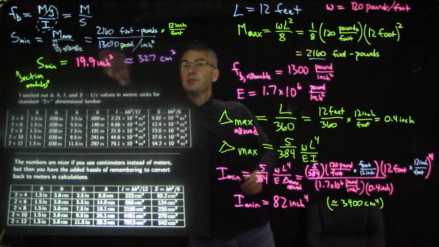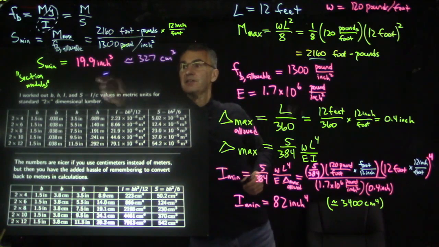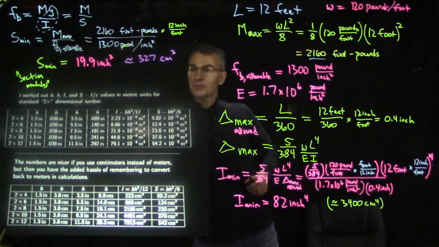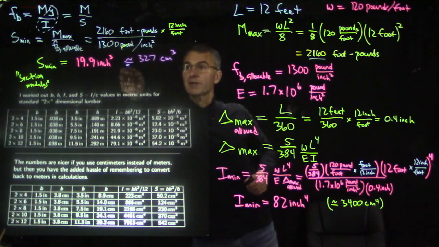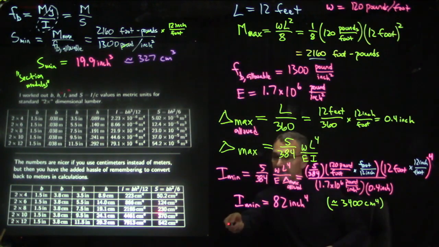So plugging in numbers, 2160 times 12 divided by 1300, I get 19.9 cubic inches for the minimum allowed section modulus. Since my table is in cubic centimeters, I multiplied that by 2.54 cubed. That's about 327 cubic centimeters. And here's my table. So it seems as if a 2 by 10 is fine. A 2 by 10 is 370. We need 327. So I think the 2 by 10 joist that we found from the deflection criterion is also just fine for this bending stress criterion.